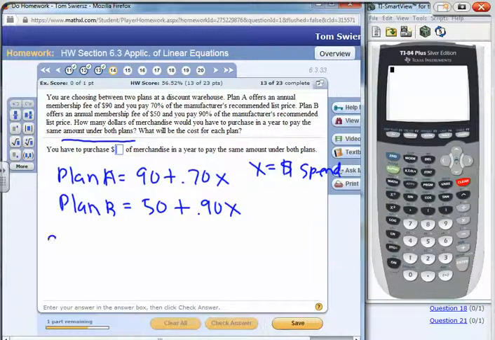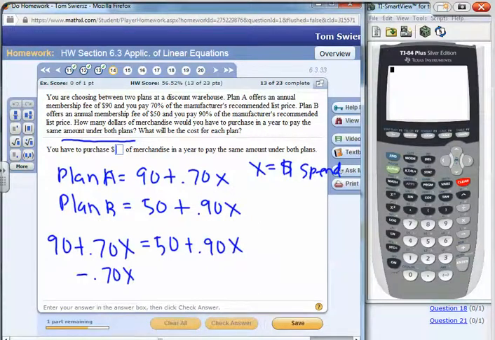So Plan A, 90 plus 70% of what you spent, of what the list price is, and then 50 plus 90% of x, the manufacturer's list price, or the x is the amount you spend, okay? So again, solving for x, we could go ahead and subtract 0.70x from both sides to cancel here. What remains on the left side is 90. 50 plus 0.9 minus 0.7 is 0.20x.